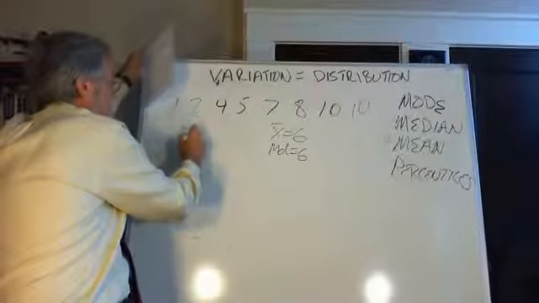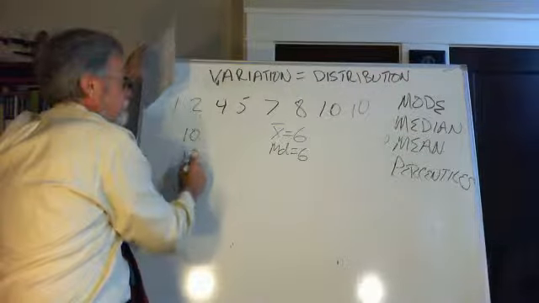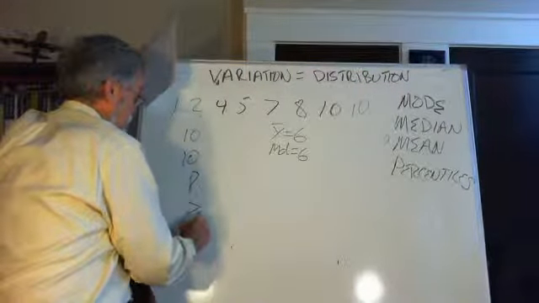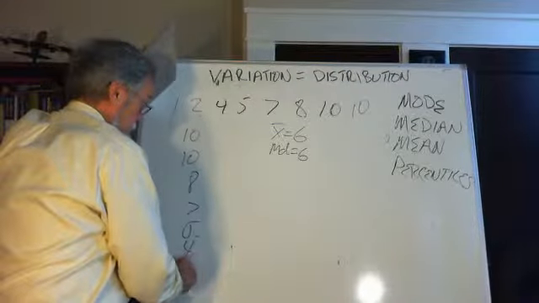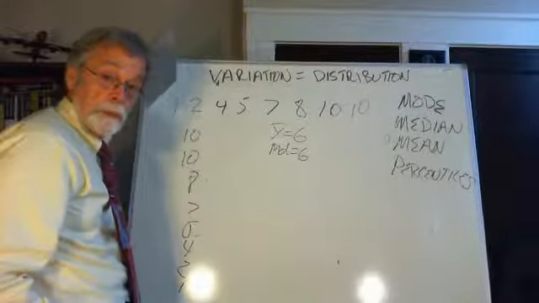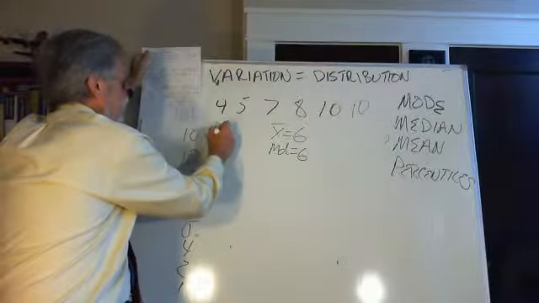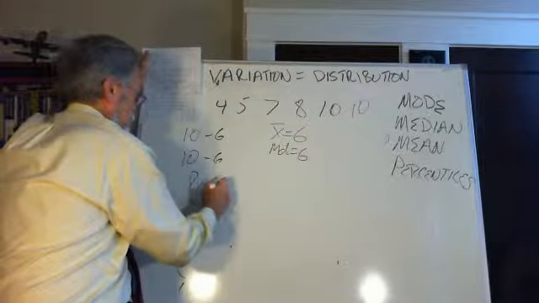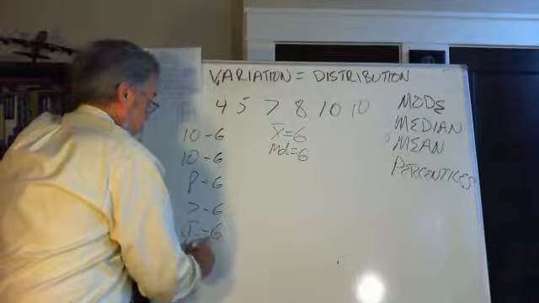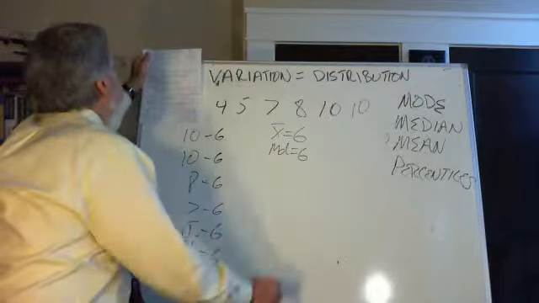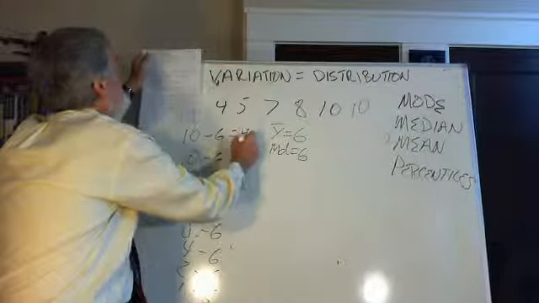We'd have a 10 and a 10 and an 8 and a 7 and a 5 and a 4 and a 2 and a 1. We would go down this way. And then we would want to subtract the mean. Minus 6, minus 6, minus 6, minus 6, minus 6, minus 6, minus 6, minus 6. Now if we were to do that, this would equal 4.